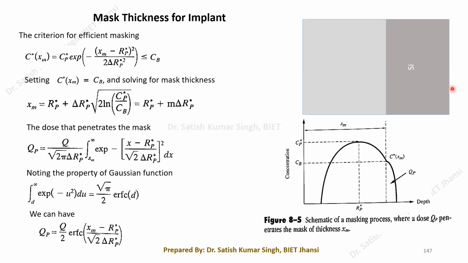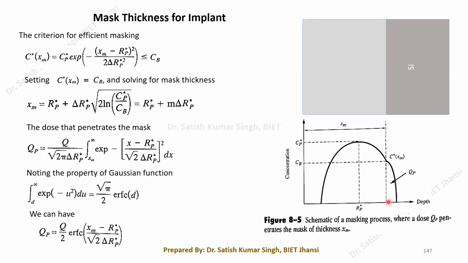How it can be prevented, we have to look at from this curve. Let us suppose that this particular ion distribution in the mask is already known. This is the distribution of the ions. As I said, the ion distribution in the target material is almost given by the Gaussian distribution. So let us suppose we have the Gaussian distribution, and this distribution is already known for the masking material.